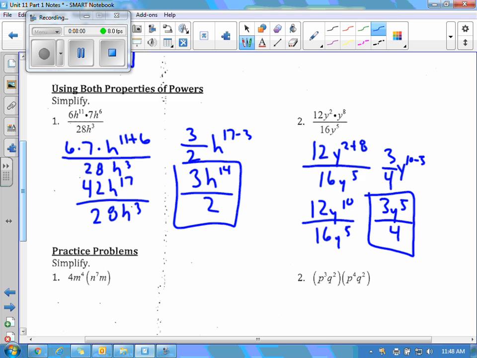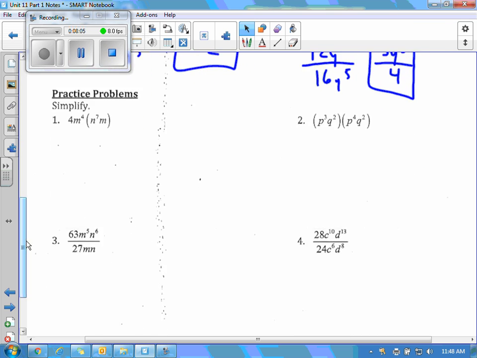That's my final. At the bottom, there's 4 practice problems that I want you to do on your own. Make sure you grade those on the answer sheet. Let me know if you have any questions.